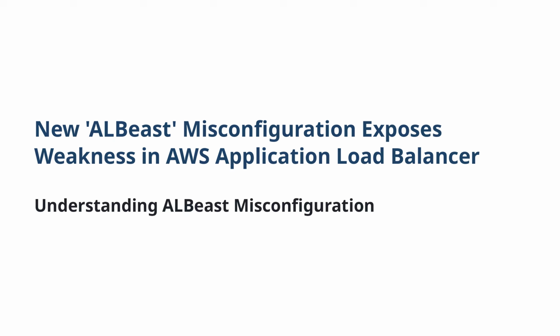In this slide, we're focusing on a new misconfiguration issue dubbed ALBeast that exposes weaknesses in AWS Application Load Balancer, ALB. Understanding this misconfiguration is integral as it highlights potential vulnerabilities that could impact the security of cloud services. We'll break down what ALBeast is, examine how this misconfiguration occurs, and look at its implications for AWS ALB users. It's important to grasp these aspects to ensure robust security and mitigate risks effectively.